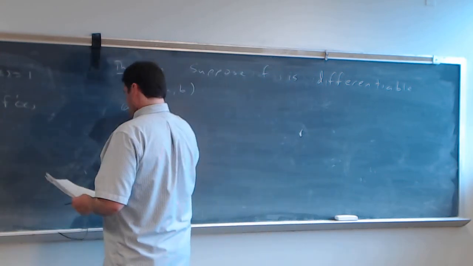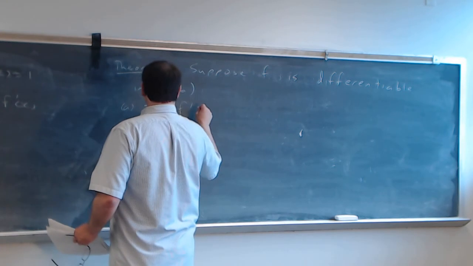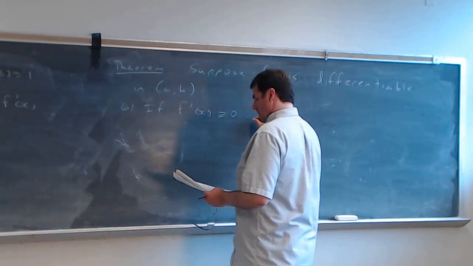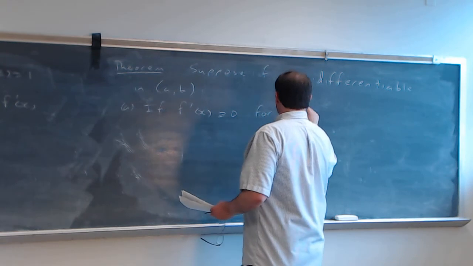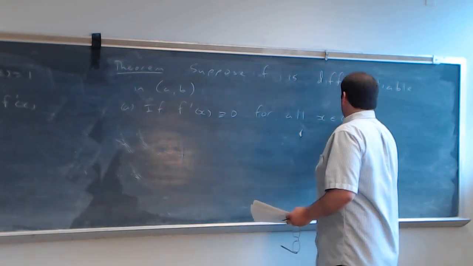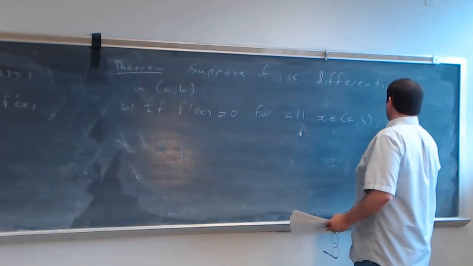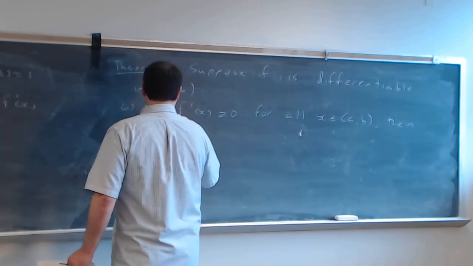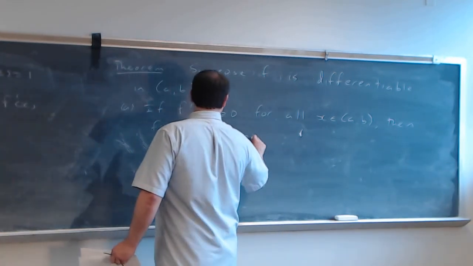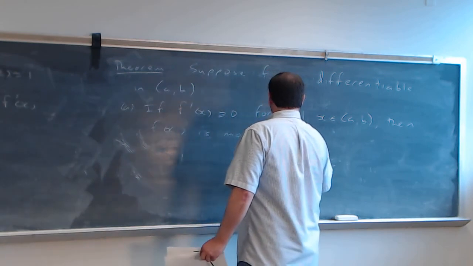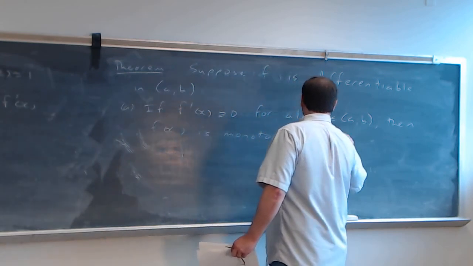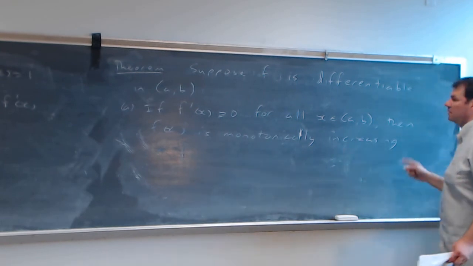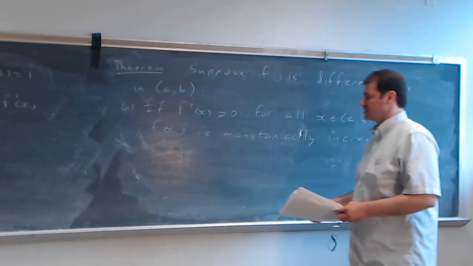Part A says, if f prime of x is greater than or equal to 0 for all x in A to B, then f of x is monotonically increasing. That is, it's never going down. I say the same, it's never going down.